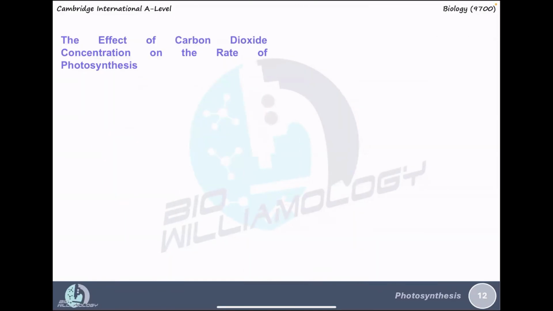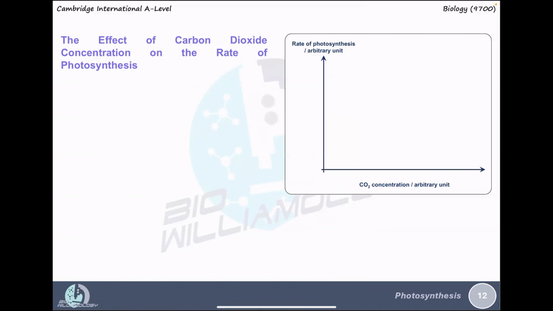Now, let us look at the effect of carbon dioxide concentration on the rate of photosynthesis. Again, let us look at this graph. The y-axis is the rate of photosynthesis in arbitrary units, and the x-axis is CO2 concentration in arbitrary units. So again, you can see that at low CO2 concentration, when the CO2 concentration increases, the rate of photosynthesis increases.